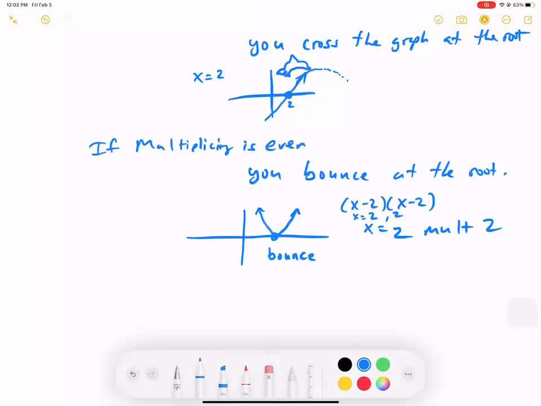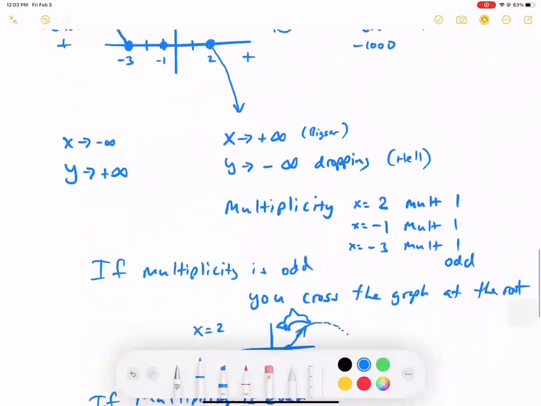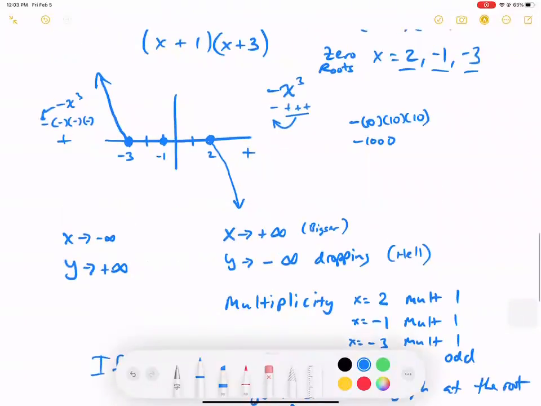It's a bounce. So this is the big rule that we have to take with us. If I see the root happen once, we always have to cross through it like a dolphin, a majestic dolphin jumping through the water. But if it is a multiplicity of even, that means 2, 4, 6, 8, you will bounce. You don't go anywhere. You come back down. And we'll show you guys a problem with that in just a little bit. So for this, let's go ahead and come back here. We are going to look at negative 3. How many times has negative 3 happened? Only once, the multiplicity of 1. That means we cross over.